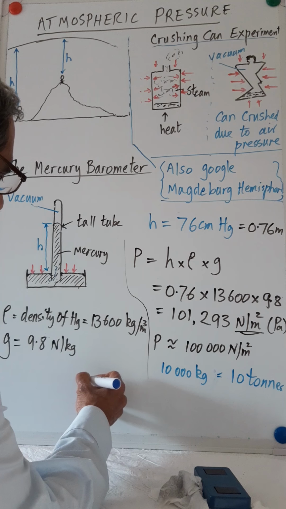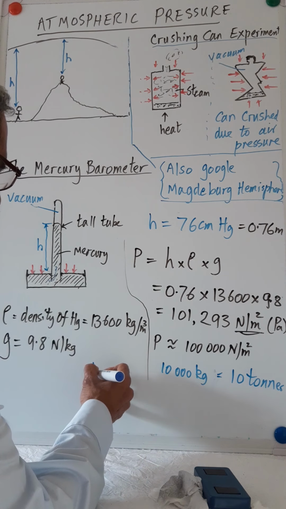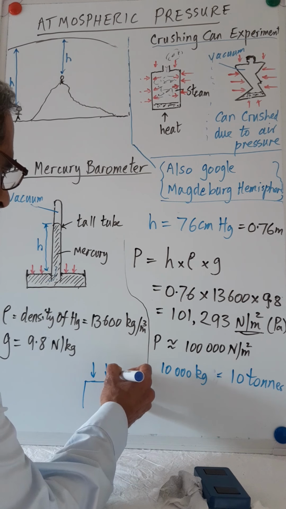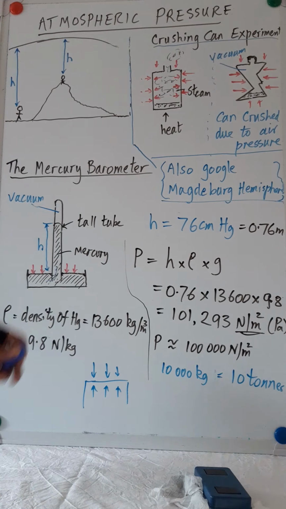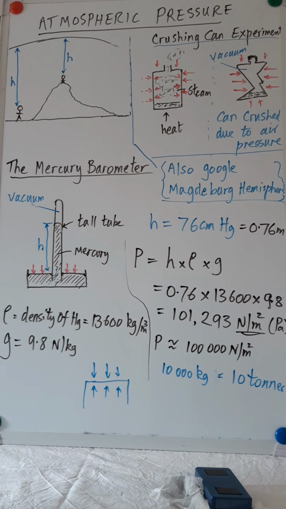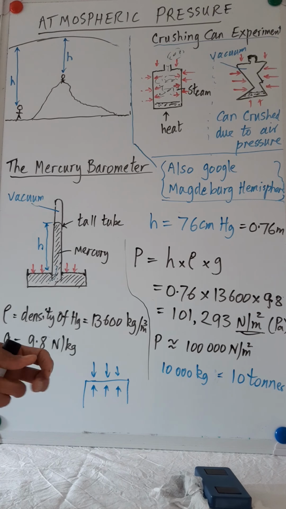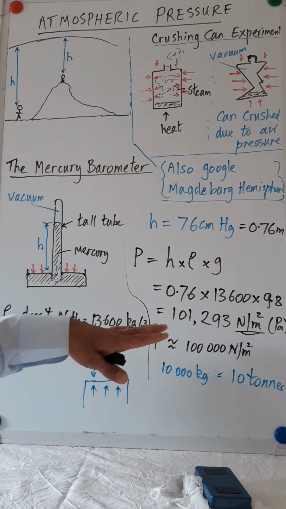So if this was your table, there's a pressure acting from the top, there's also pressure acting from the bottom, which balances, and from the side. So there's no net pressure. The atmospheric pressure is very large.